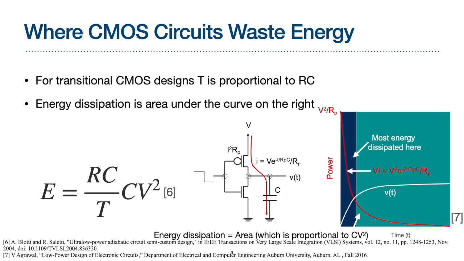For traditional CMOS designs, T is generally proportional to R times C. If you look at the graph on the right, which shows power draw over time for this model, the area under the curve can be considered proportional to CV squared and is the energy dissipation of the circuit.